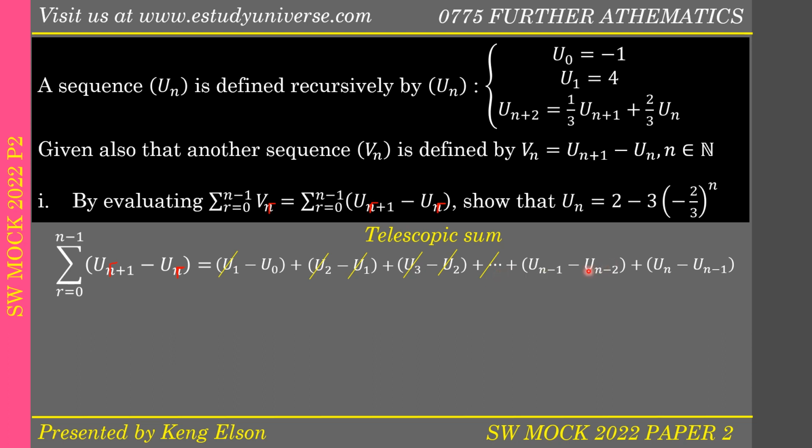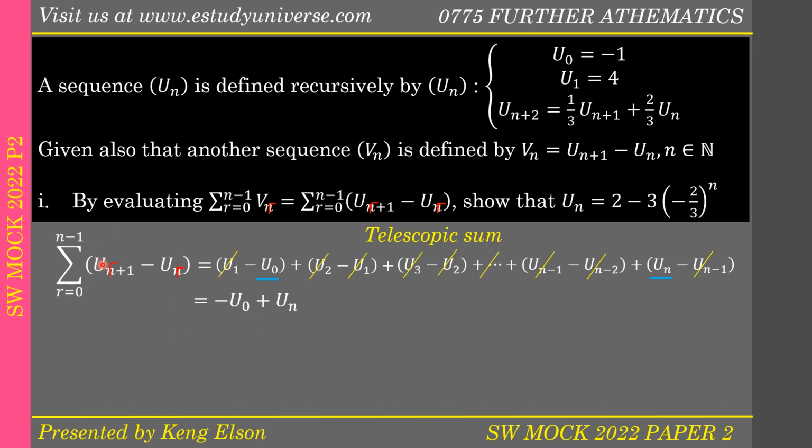Also, this un minus 2 carries a negative sign. It's going to also disappear if we included the term before this term. Just try to include the term before this term, and you realize that un minus 2 will disappear. Now look at un minus 1 and negative un minus 1. So un minus 1 is going to disappear. So the only two terms that will be left will be negative u0 and positive un. So it means that this sum will simplify to negative u0 plus un.